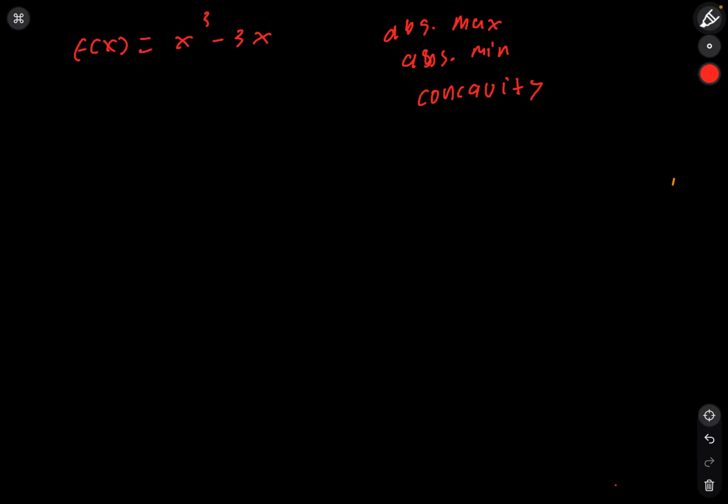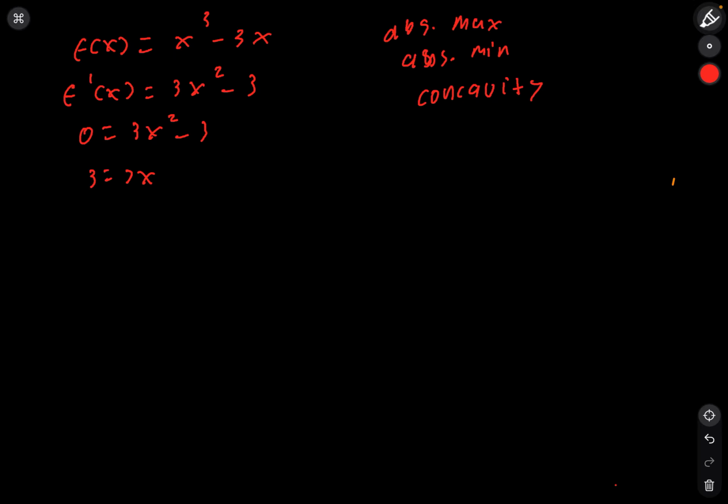Let's say we had f of x is equal to x to the third minus 3x. For this one, let's find the absolute max, absolute min, and concavity. So from here, f of x is equal to x to the third minus 3x. For the absolute max or the absolute minimum, what we can do is f prime of x is equal to 3x squared minus 3. We set it equal to 0.